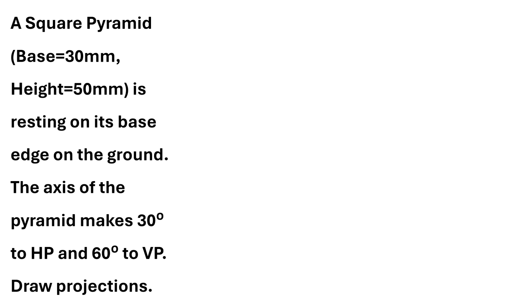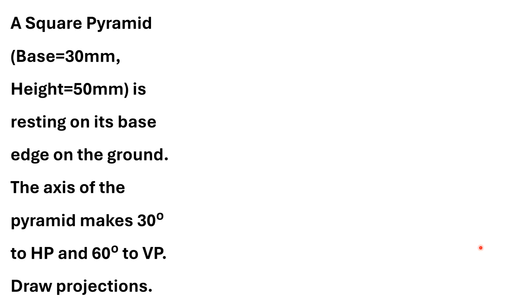A square pyramid, base 30 mm, height 50 mm, is resting on its base edge on the ground. The axis of the pyramid makes 30 degrees to HP and 60 degrees to VP. Draw projections. Now I need to draw the projections. First of all, I need to identify that the base edge is resting on the ground. That means I can make the base of the pyramid parallel to the horizontal plane.